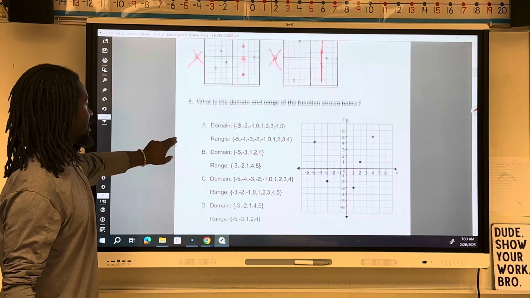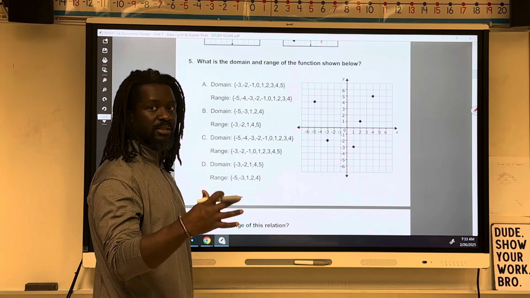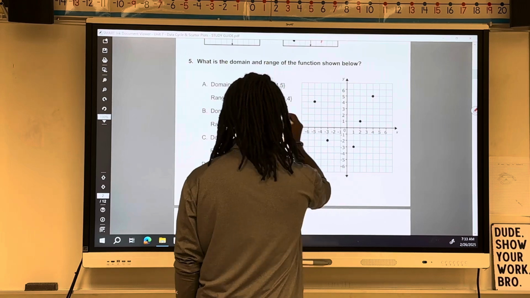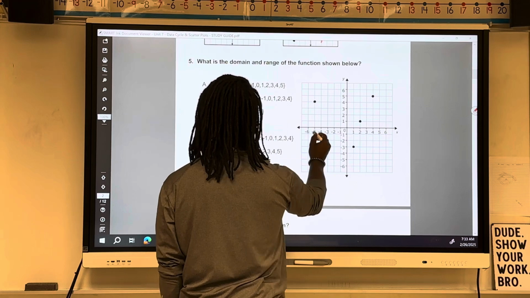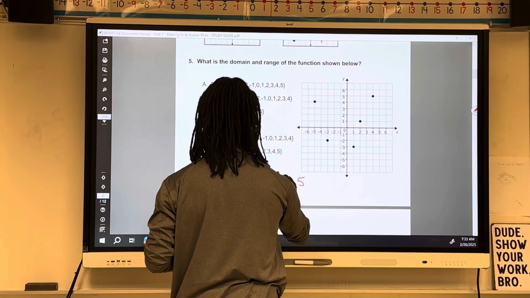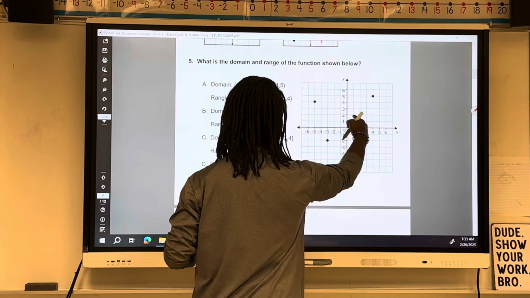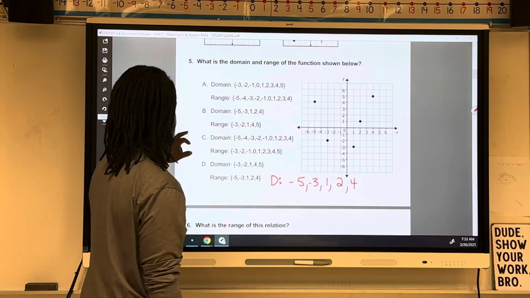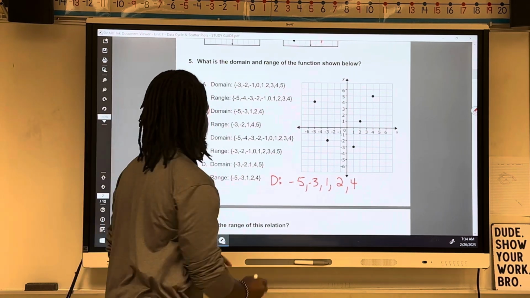Now we're trying to figure out the domain and the range. Again, remember, domain is the x values, the range is the y values. I'm going to start with the domain, looking along the x-axis. So -5, -3, 1, 2, and 4. That's looking like it could be B, but I'm going to finish this and make sure.